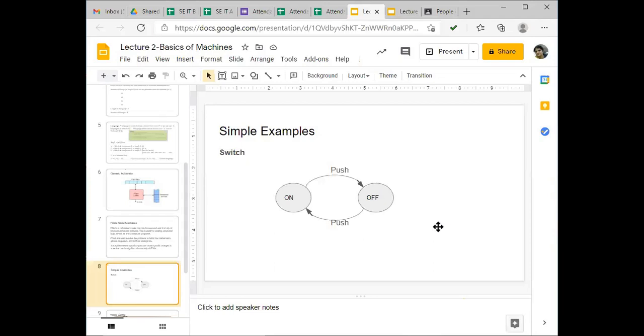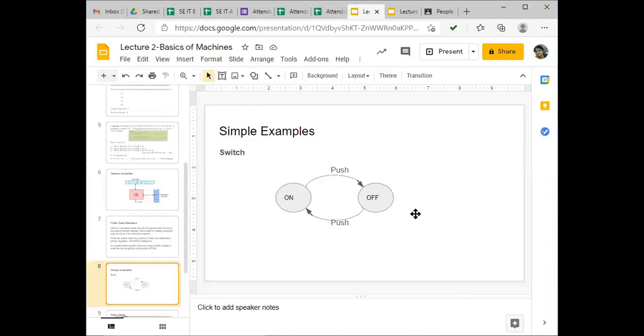Do you agree with me? What I said: the next state of a machine depends on the input and the current state, right? If the state is 5 and the input is anti-clockwise, then you said it is 4, right? When it came to 4, it depends on the input, that is anti-clockwise, and also since the state was 5. So the next state depends on the current state and the input.